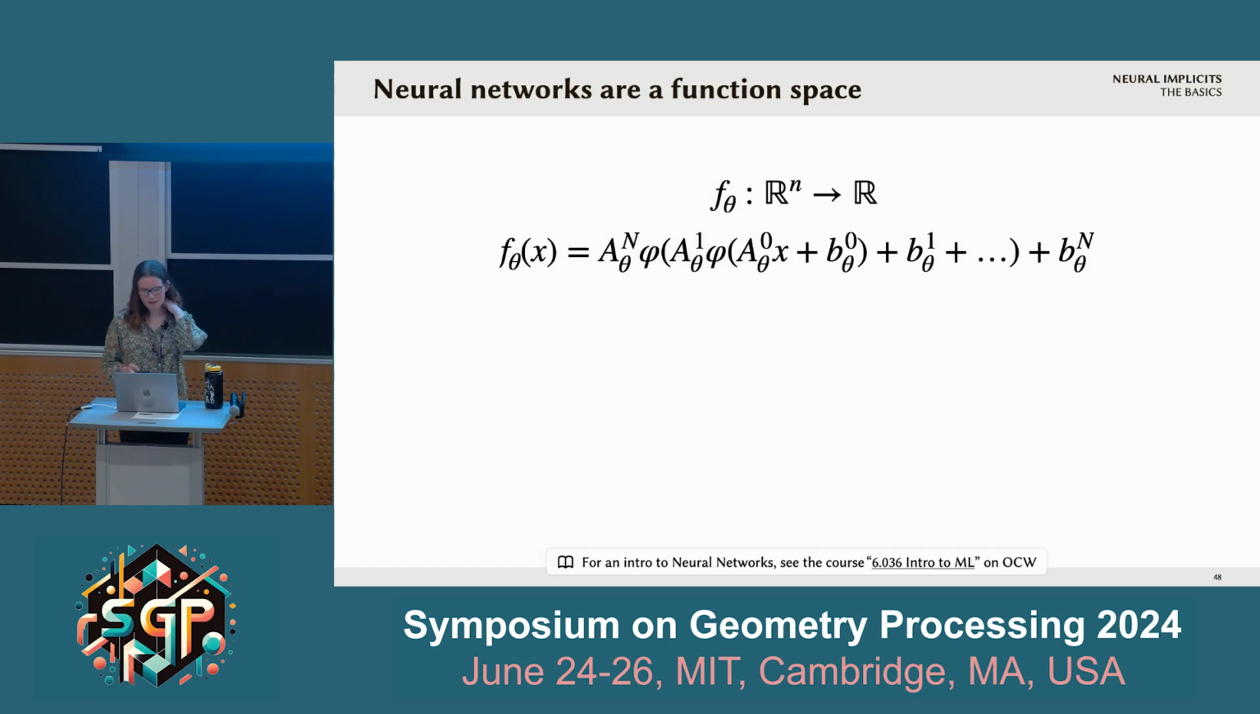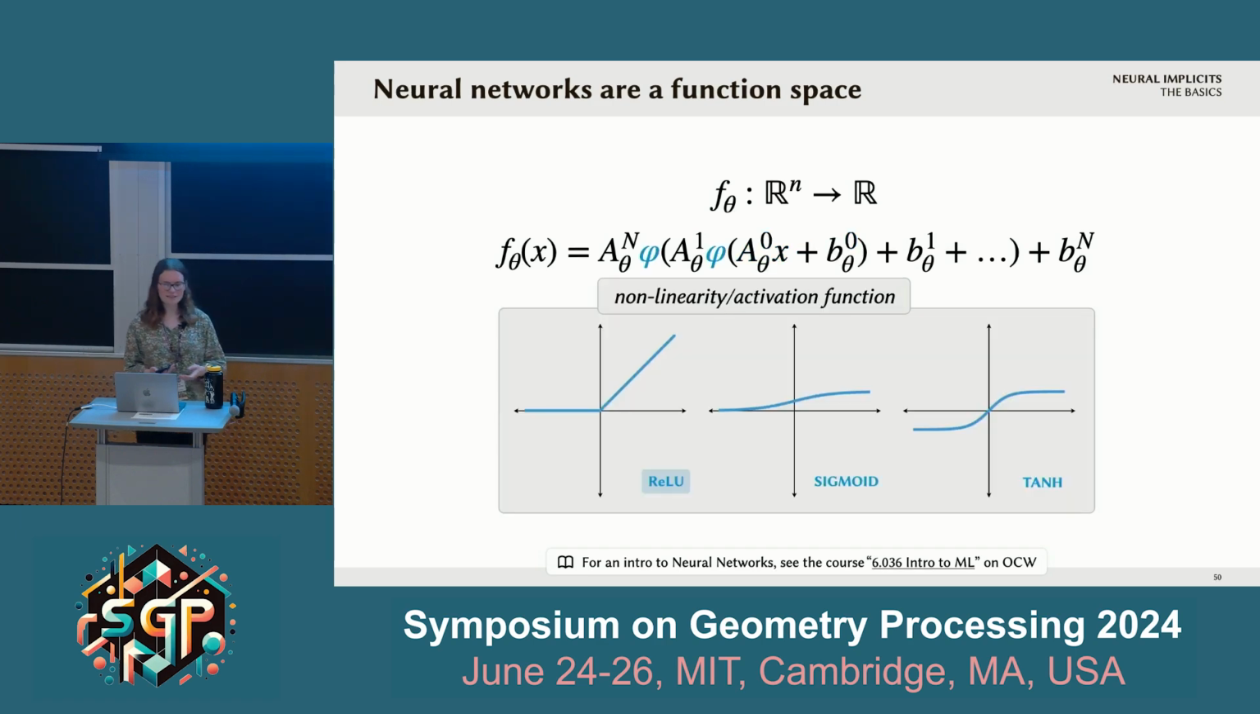In the case of neural implicits, our function is going to map from n-dimensional coordinates, like 3D or 2D, to a scalar. And we have this construction where our function is some linear layers stacked on top of each other, which Daniel already mentioned. This is just a linear function applied to our input. And these entries of our matrices are the parameters of our function, like the parameters of the polynomial we talked about before. Here I'm just using theta as a shorthand to represent all of these parameters.